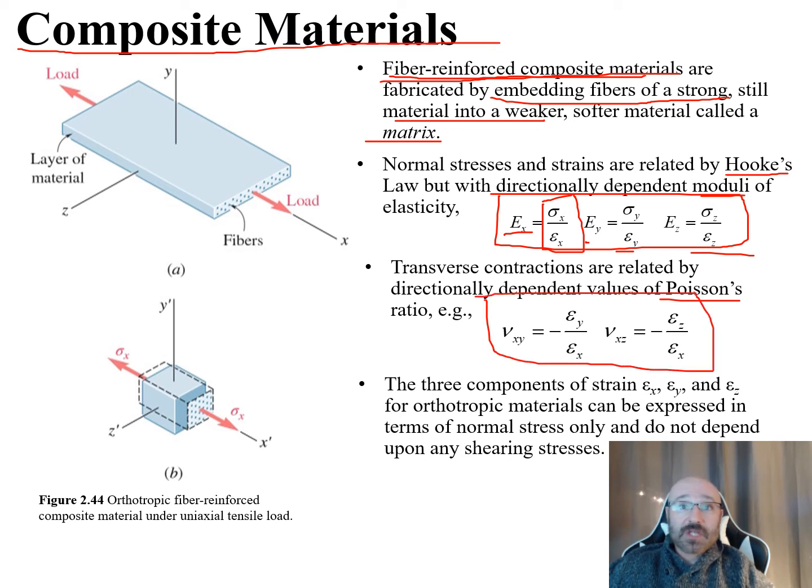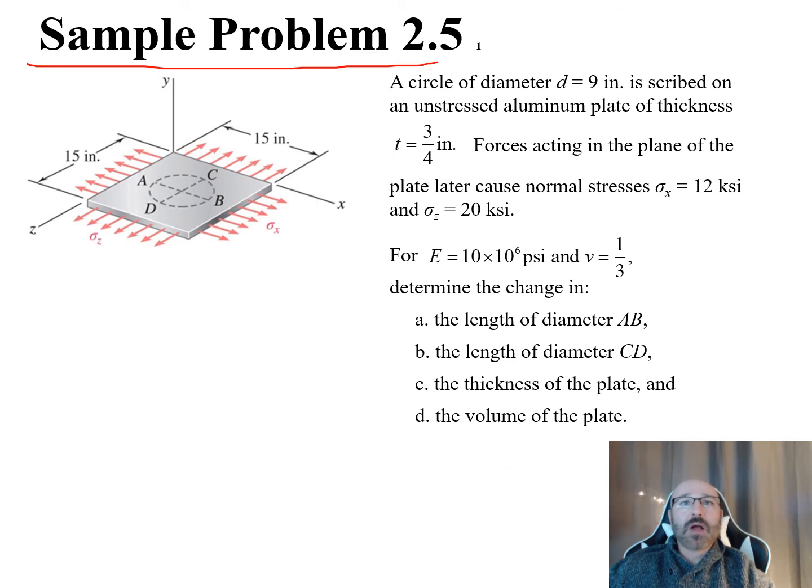So our Poisson's ratio in the xy direction is going to be equal to the negative ratio of epsilon y over epsilon x. Now for our Poisson's ratio xz, this is the negative ratio between epsilon z and epsilon x right there, where x, again, is the direction that the loads are moving in. Our axial loads are going along that direction, the x direction. So the three components of strain for all three directions, x, y, and z, are epsilon x, epsilon y, and epsilon z. Now for orthotropic materials, these can be expressed in terms of normal stress only and do not depend upon the shearing stress.